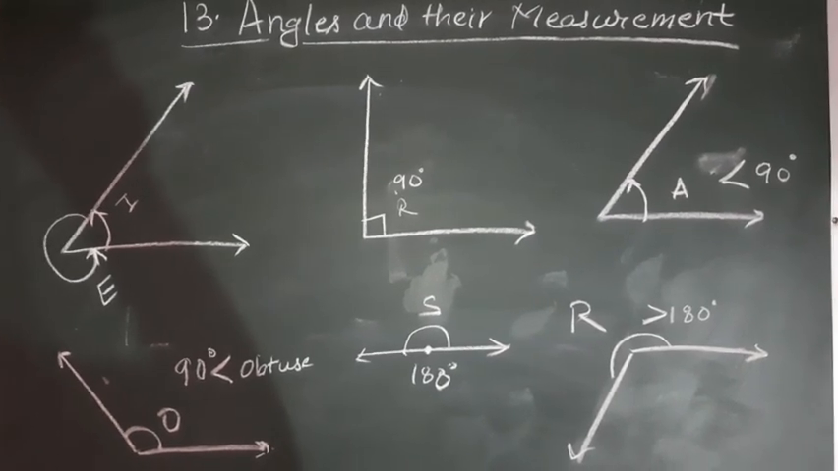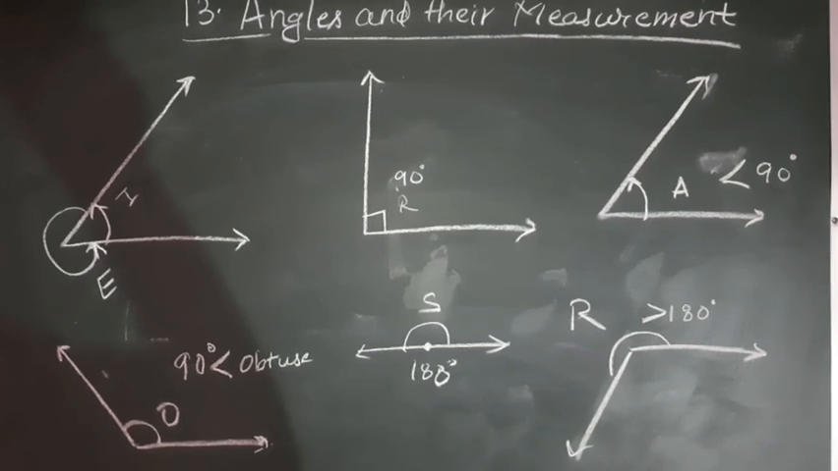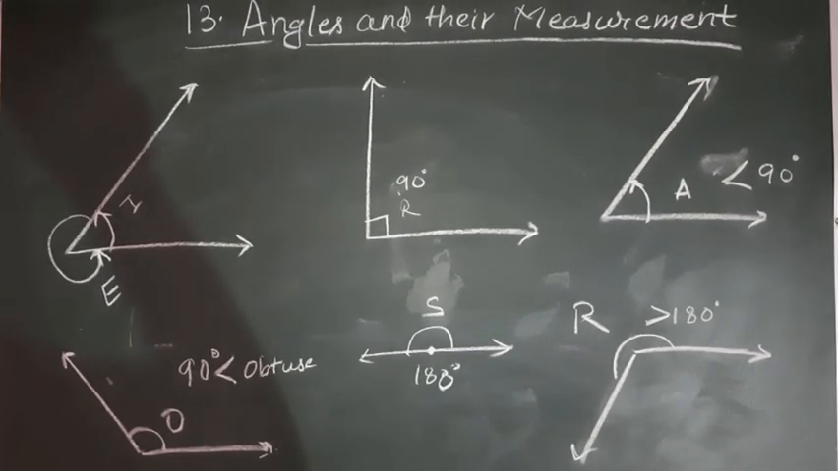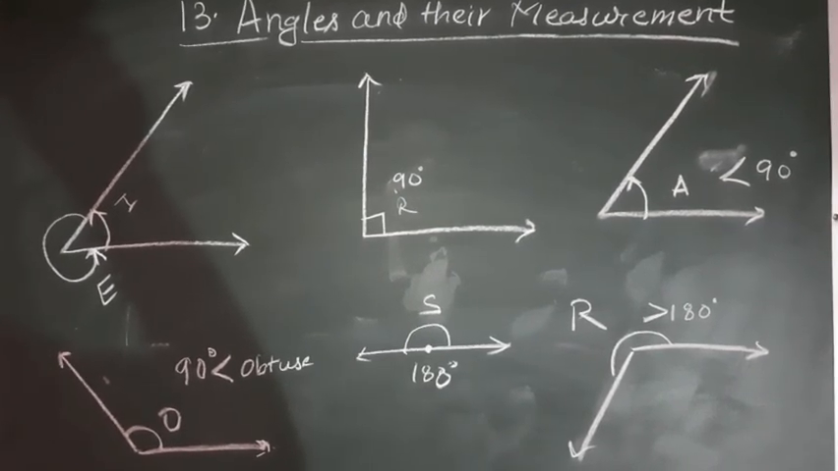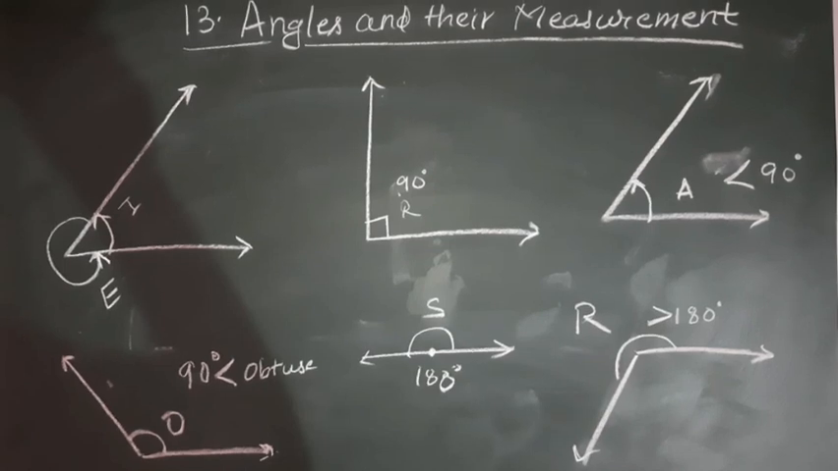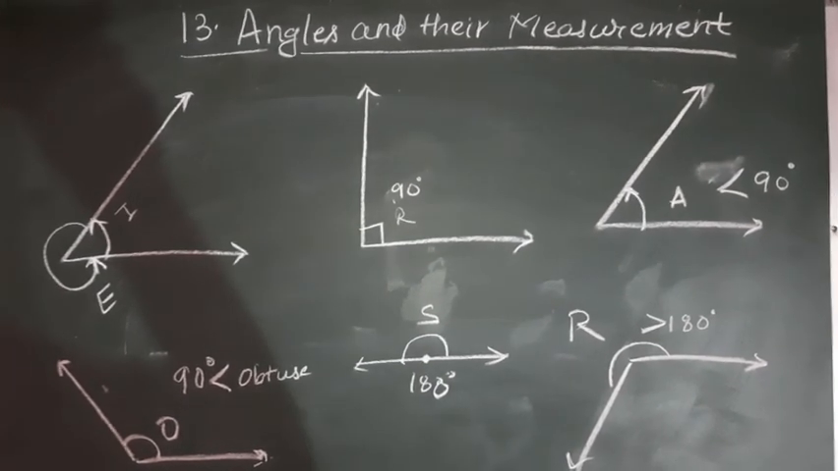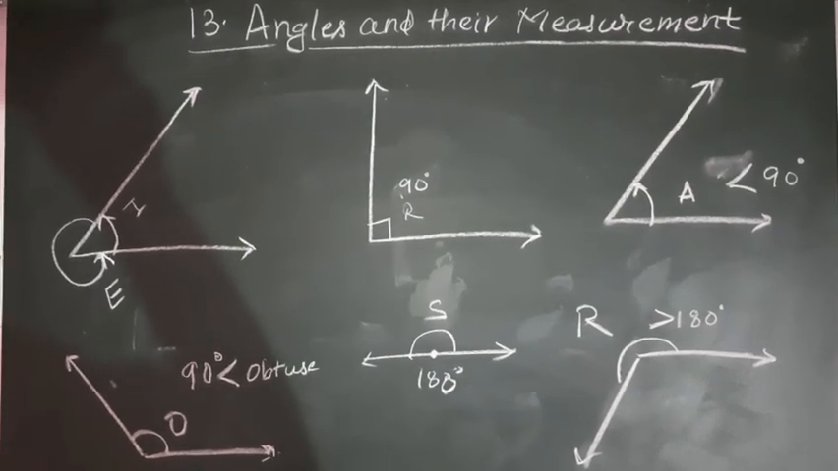Now in the second image, I have drawn a right angled triangle. What is a right angled triangle? A right angled triangle is having a measure of 90 degree. Okay? And in the third image, I have written A. A means acute angled triangle. Now what is acute angle triangle? Acute angle triangle means the angle which is less than 90 degree.